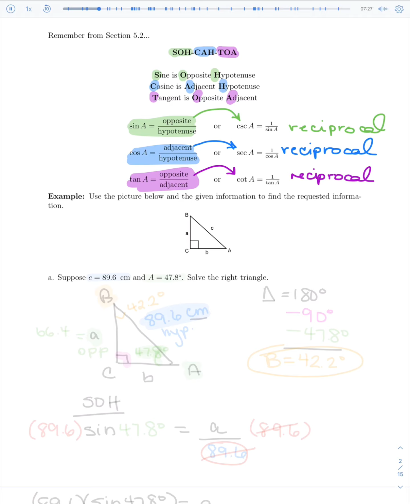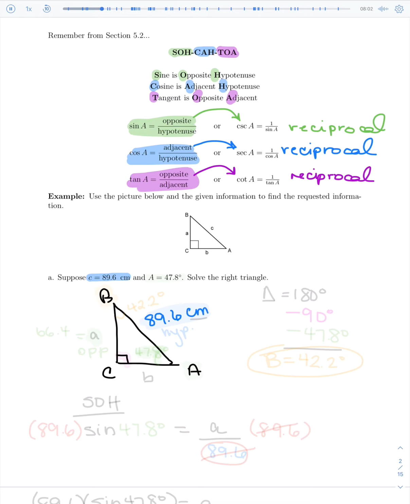In this first one, they give us side C and angle A, and they do draw out a right triangle for us so that we know what they're referring to with the A, B, and C. So we've got A, B, and C for our angles, and angle C is already given, it's a right angle. And then they tell us that side C, which is always opposite the 90-degree angle, is 89.6 centimeters. So let's go ahead and fill that in, 89.6 centimeters.